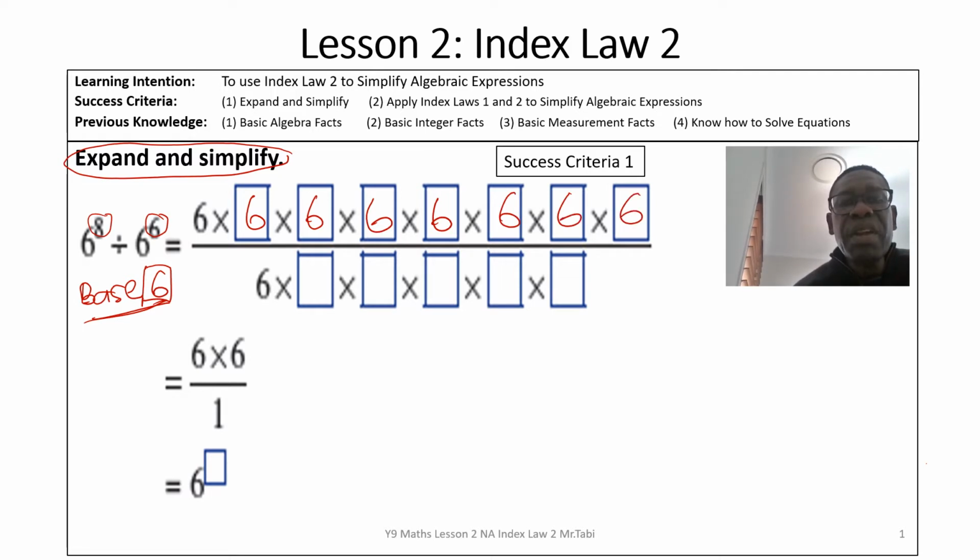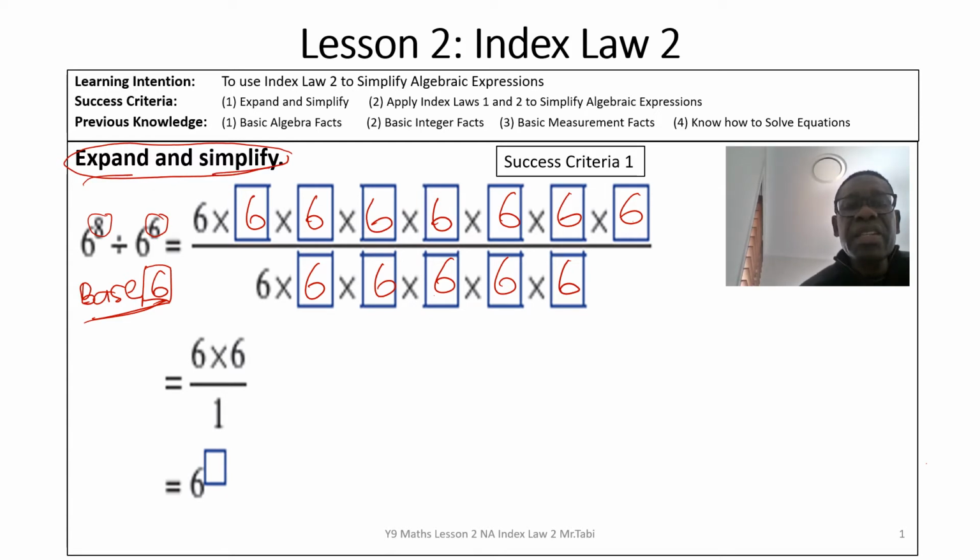1, 2, 3, 4, 5, 6, 7, 8. 6 multiplying itself 8 times. And 6 to the power of 6. What we are doing here is the expansion. 1, 2, 3, 4, 5, 6. 6 multiplying itself 6 times. Now we have to simplify. We expand and simplify. That's the expansion.